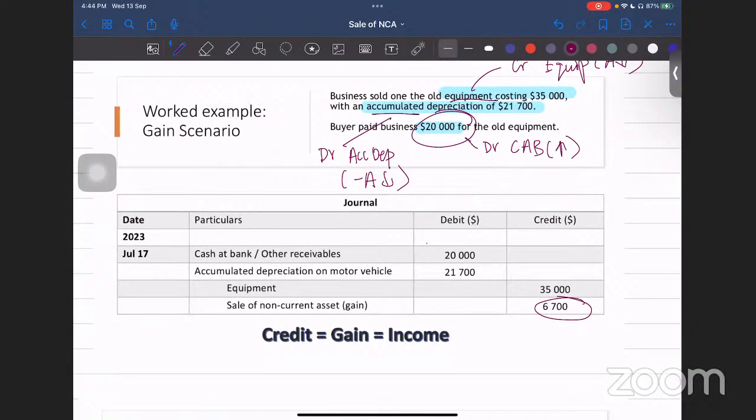If you look at the journal entry, you can see that your debit side here you have 41,700, whereas your credit side only has 35,000. So how to make it balance? I need to credit another 6,700 to make it balance. Like what I went through just now, since this is sitting at the credit side, it means that this is a gain. Credit is a gain, which means it's an income.